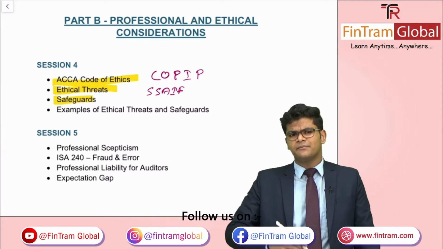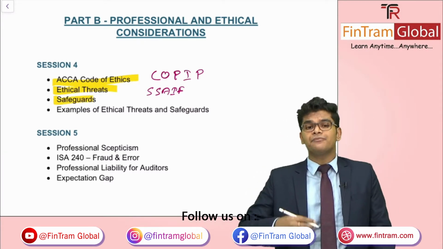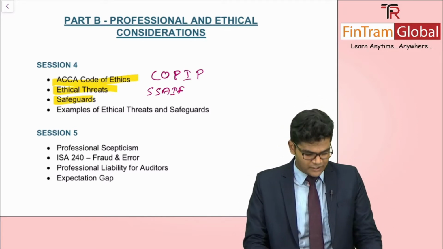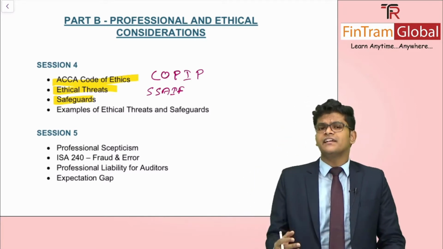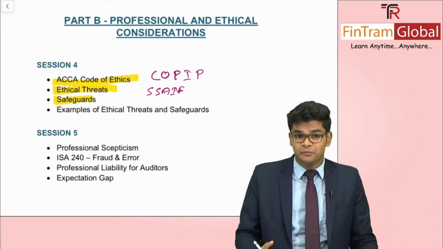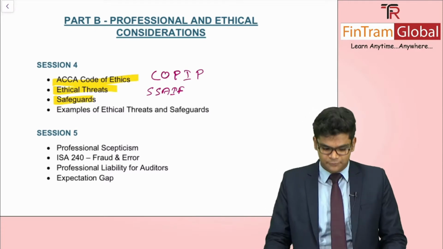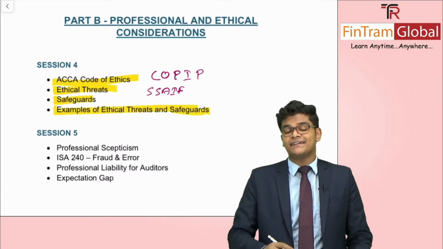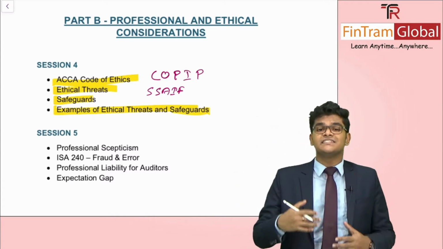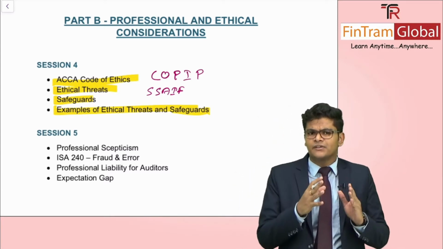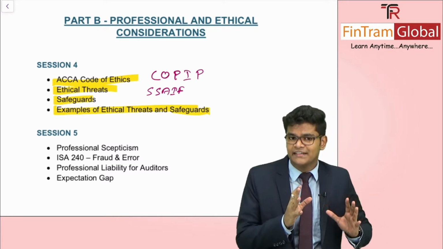Okay folks, so whenever an ethical threat arises, we have to keep some safeguards in place to prevent such an ethical threat from happening. So we learned about safeguards at both the audit firm level, the professional body level, as well as the individual level. And after that, we looked at some example situations where an ethical threat can arise, and of course the safeguards that we can keep in that situation as well. So remember these situations, those are really important.